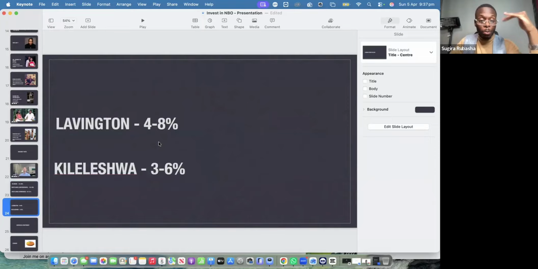Lavington and Kileleshwa, you guys can see this, it was around 4 to 8%, which is fantastic. Kileleshwa, 3 to 6%, also fantastic. Because in Lavington and Kileleshwa, there's not so many new buildings. Yes, there are new places with great amenities, like you can see in mine, it's a very modern place, but it's not so much like those other areas. Also Lavington and Kileleshwa are very family orientated areas. So 4 to 8%, great places.